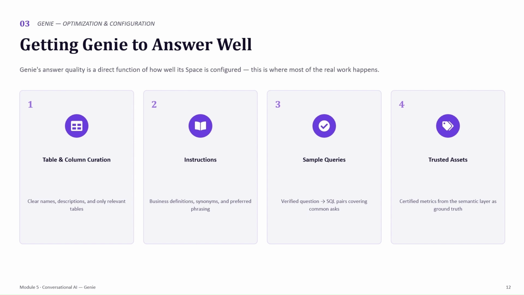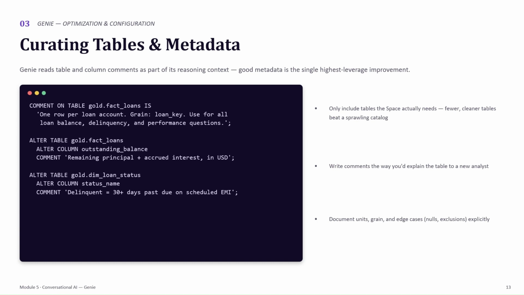Getting Genie to answer, simple. You have table and column curation. You can put in the right information, the right instructions, sample queries, and then finally you will be able to get specific intelligence out of Genie and not general intelligence.